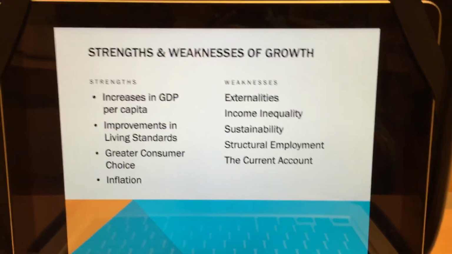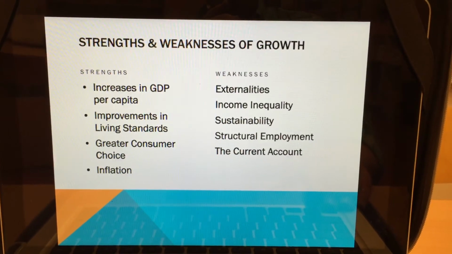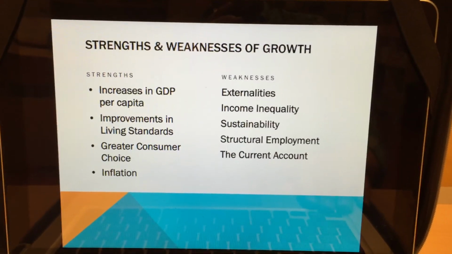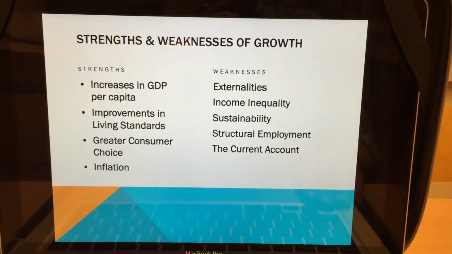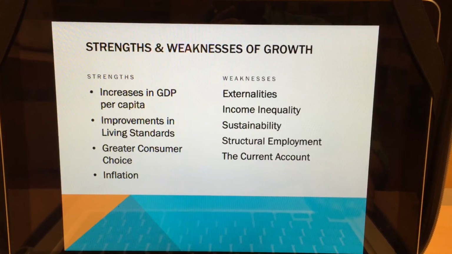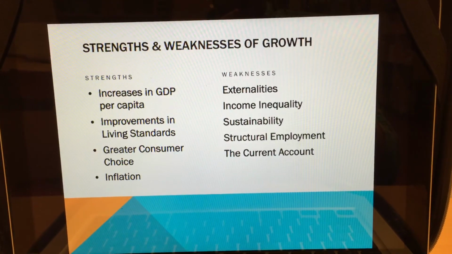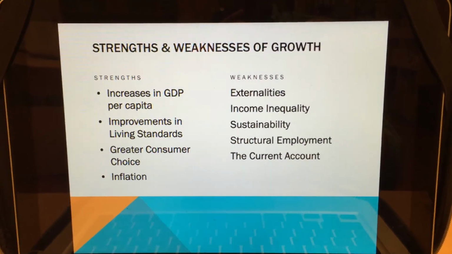And when you're done with that, go ahead and take some notes on these strengths and weaknesses of growth, and make sure you bring them to class, because we're going to be discussing them and looking at them in a little bit more depth.